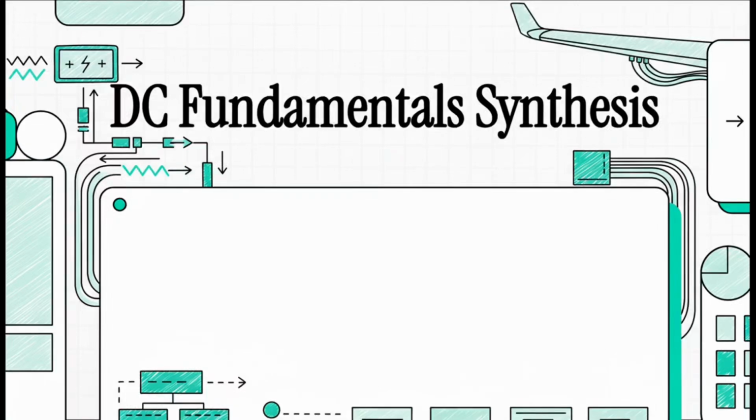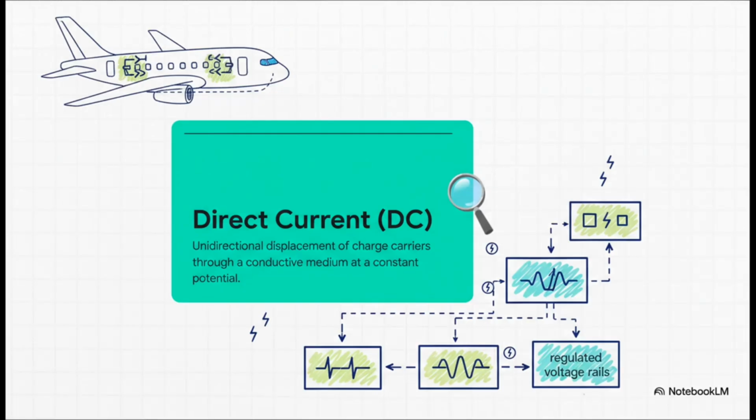All right, we are initiating an NC-AT-AET synthesis on direct current fundamentals. We're operating under Project Ampere protocols, which means maximum information density, no time wasted. So direct current, in our world, in aeronautics, it's absolutely mission critical.